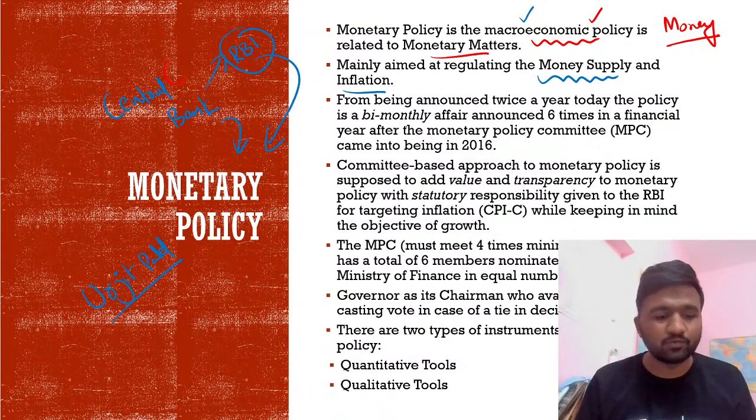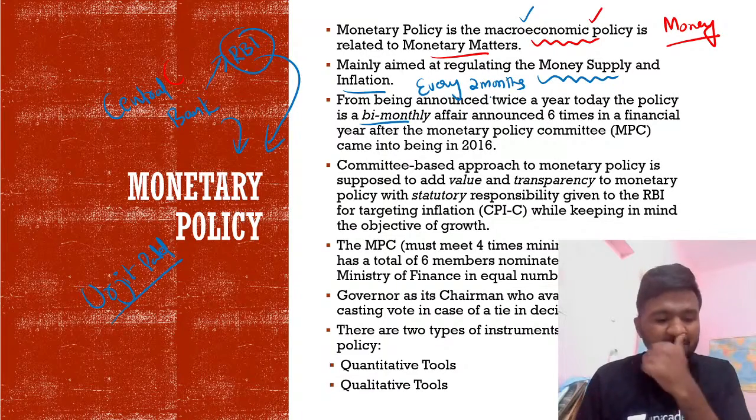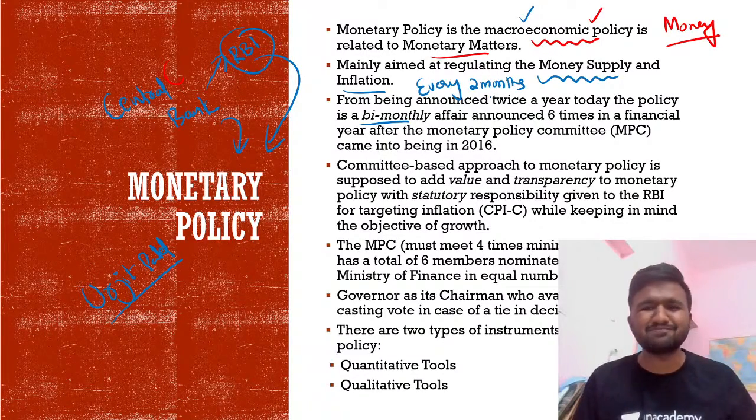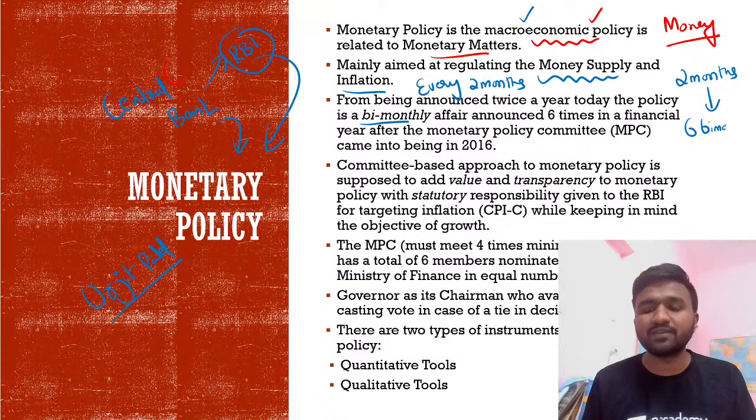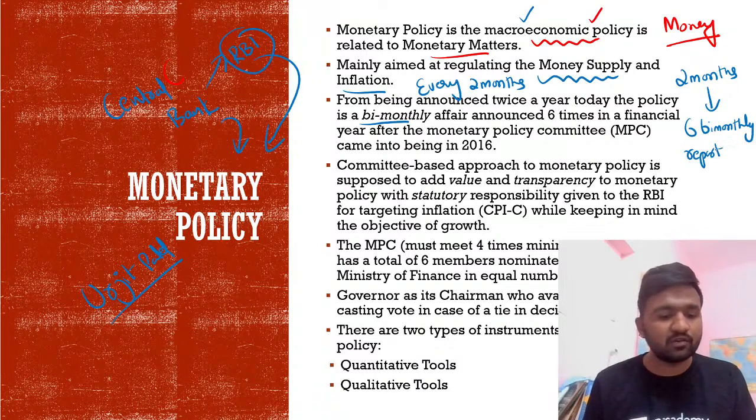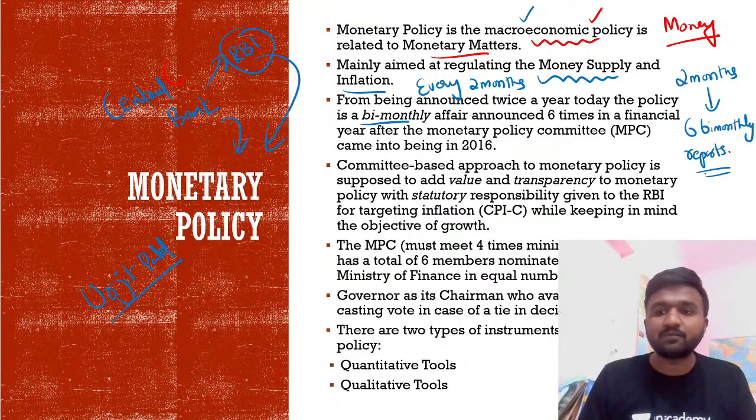How many reports will we give? We will give bi-monthly reports. Every 2 months we will give those reports: what is the present repo rate, the present bank rate, the present CRR, the present SLR. We indicate that every 2 months. So in a year of 12 months, 6 bi-monthly reports will be released by RBI.